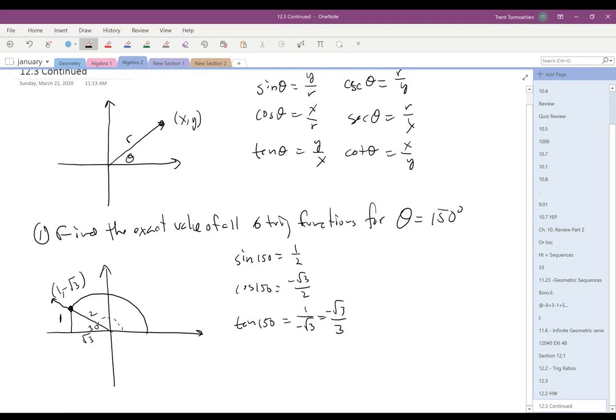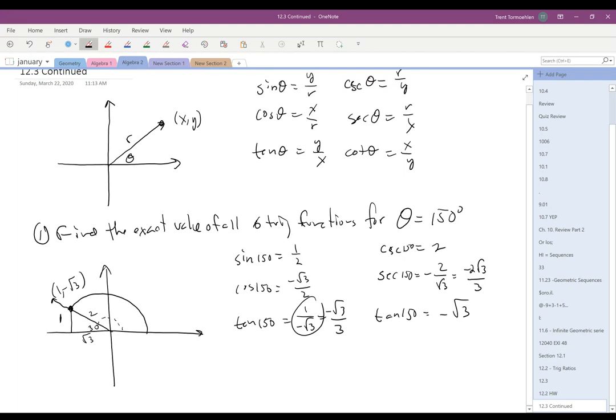And then for the reciprocals, cosecant of theta, that's easy. Instead of 1 over 2, we get 2 over 1. Secant of theta is just going to be negative 2 over root 3, which gives me negative 2 root 3 over 3. And then the cotangent, and these should all be 150 here, shouldn't they? The cotangent of 150 degrees is just the reciprocal of this, which turns out to be negative root 3 over 1, or negative root 3.